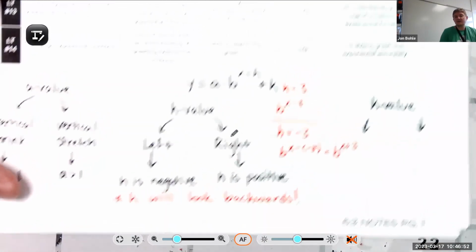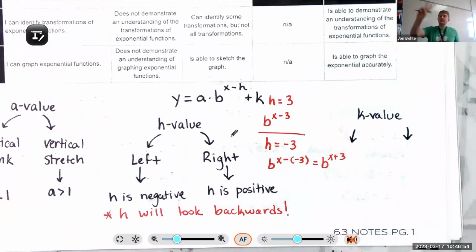Try to squeeze it in there. I don't have a ton of space. What are the 2 things the K value does for us? Moves it up or down.